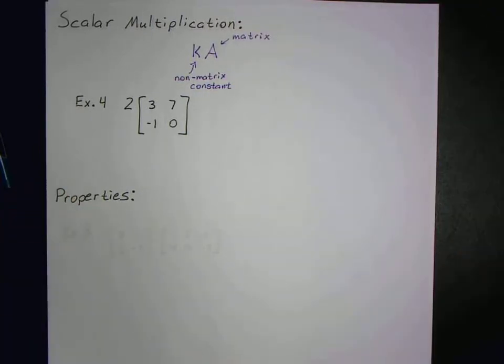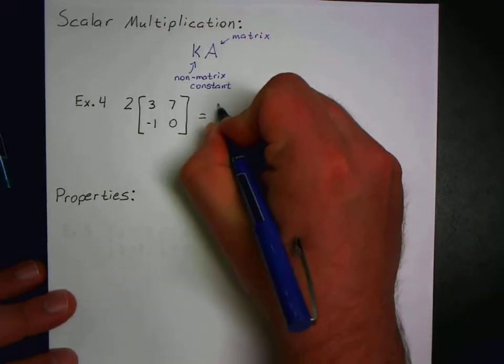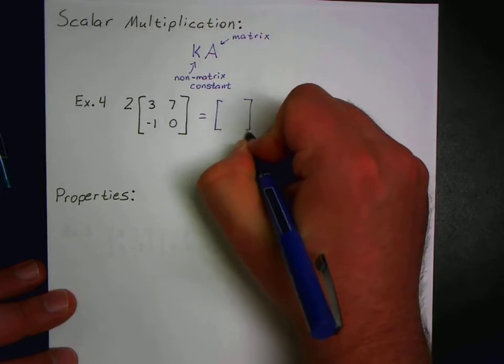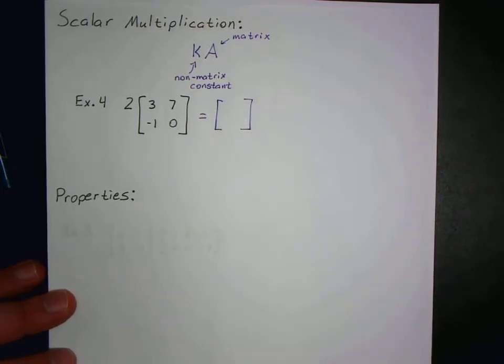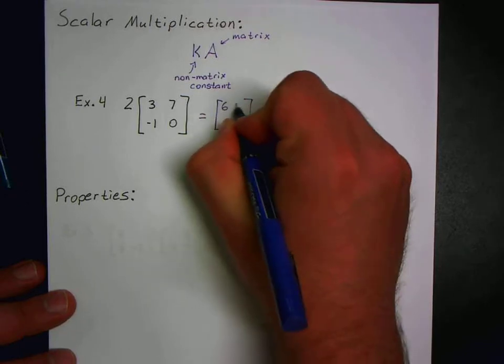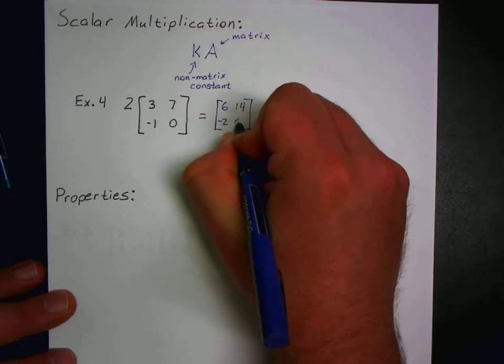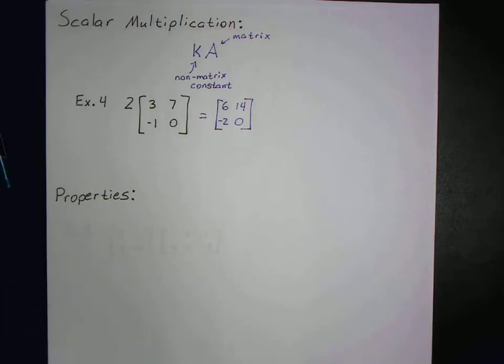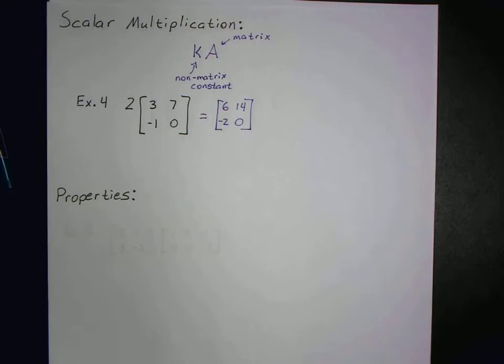What it's like is it's like distributing. So what I'm going to do here is I'm going to take that 2 times everything. So you really just take it and you distribute it throughout the matrix. So addition, subtraction, scalar multiplication, very simple, easy concepts, don't require really much thought at all.